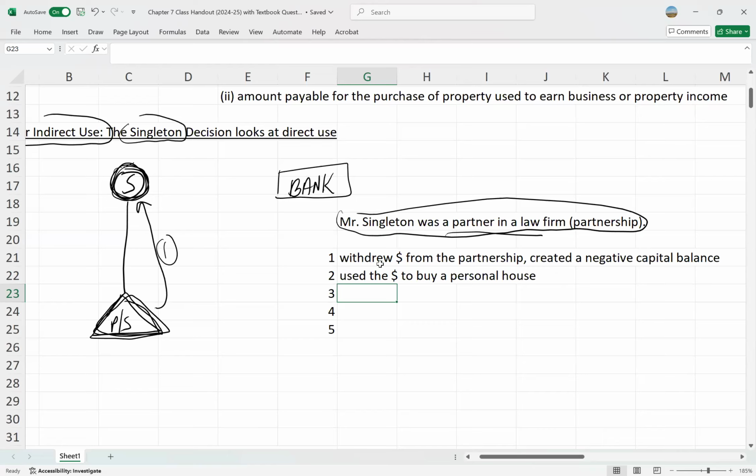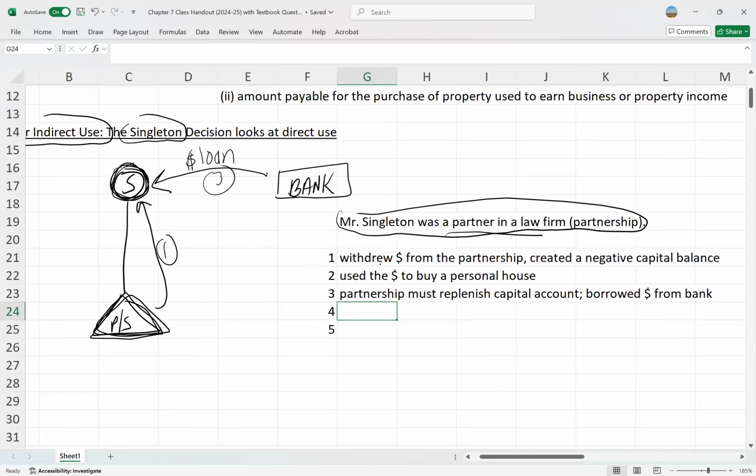Step number three, basically the partnership said you must replenish the capital account because it was in a negative balance. So Mr. Singleton borrowed money from the bank. So that was step number three, he took a loan from the bank. And then step number four, he basically used the money from the loan to repay the capital account.